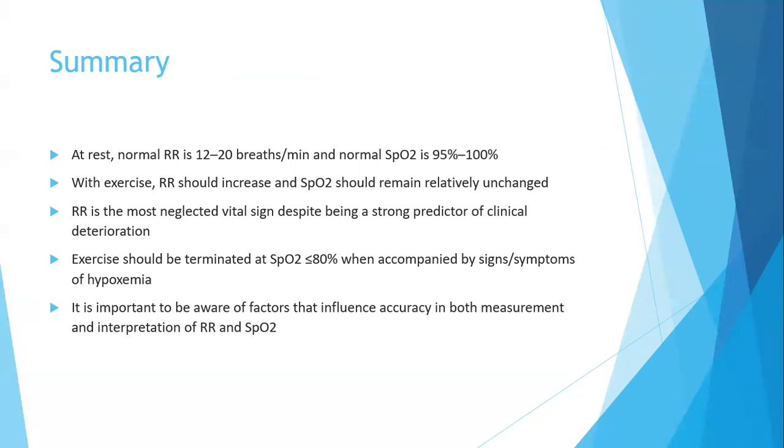Exercise needs to be terminated if your oxygen saturation is less than or equal to 80%, especially when accompanied by signs and symptoms of hypoxemia. And it's important to be aware of factors that influence accuracy in measurement and interpretation of respiratory rate and oxygen saturation. So those are kind of our go-to things for people with respiratory disorders, but cardiac disorders might affect those as well.